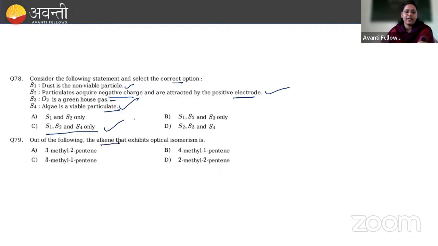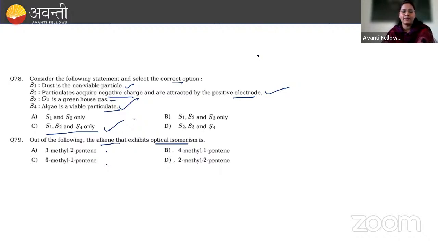Next, out of the following alkenes, which one exhibits optical isomerism? So हम लोगों को 4 alkene molecule दिए गए हैं यहाँ पे, you can see, and we need to find out which is going to show us the optical isomerism. So do you know what is the answer? Any answers from your side?